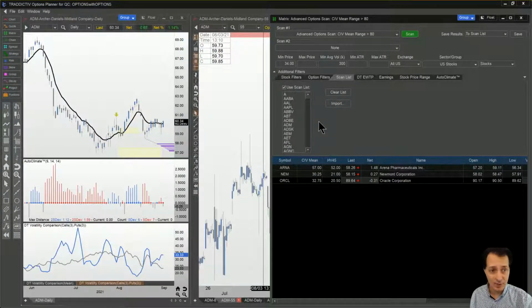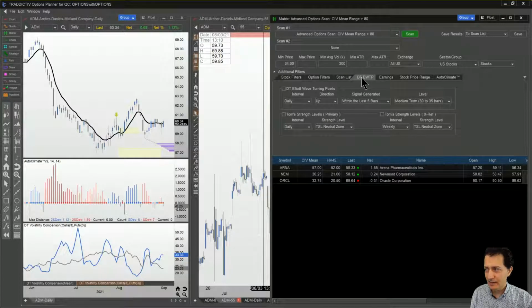So that's good. Okay, now there are other options in the market that are very liquid and their spread is going to be 0.05, for example, a nickel instead of a penny. So you don't need to use my list. But again, that's what I do, and it's something that simplifies the process a bit. Okay, so I'm adding the scan list here. What else am I going to do?